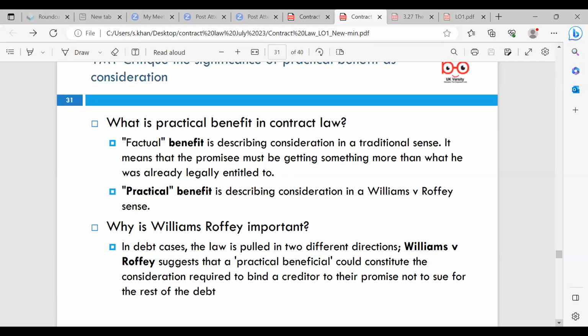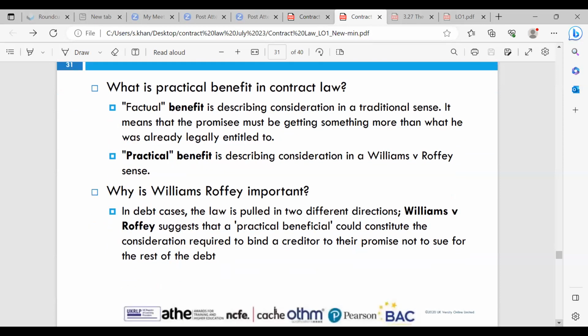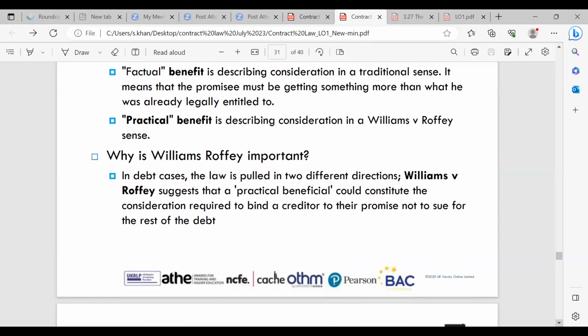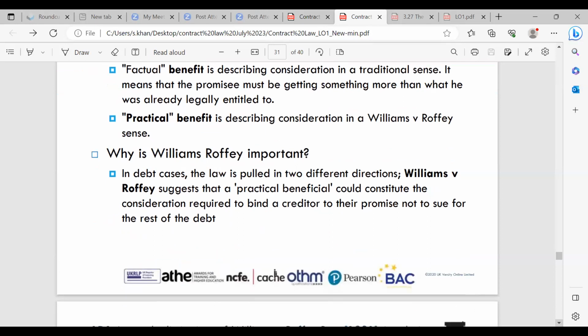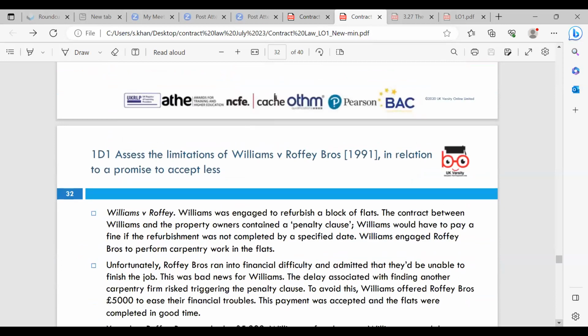Practical benefit is describing consideration as in the case of Williams v Roffey. Why is Williams v Roffey important? In debt cases, the law pulled in 2 different directions. Williams v Roffey suggests that a practical benefit could constitute the consideration required to bind a creditor to their promise not to sue for the rest of the debt.